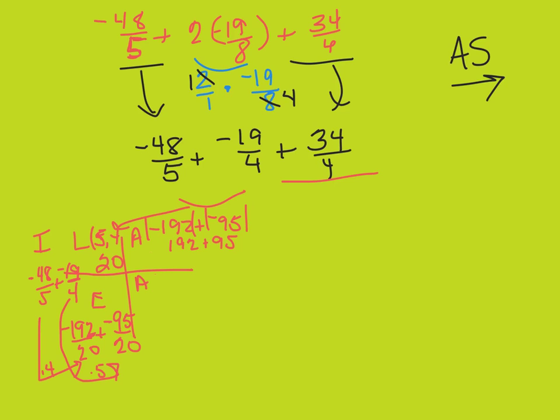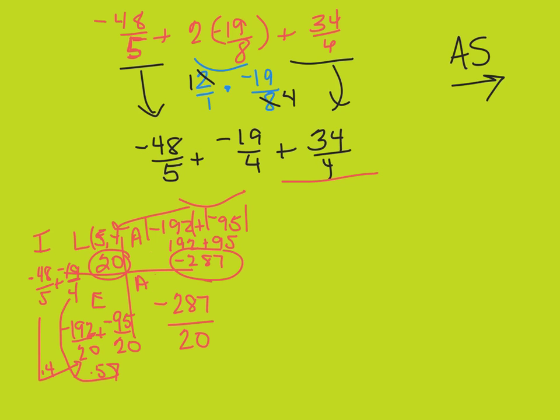Now, again, I'm going to use that same thing that I did earlier. 95 is awfully close to 100. So if I had 192 plus 100, that would be 292. But 95 is 5 less than 100, so it's 5 less than that 292, meaning it would be 287. They are both negative, so my answer is also negative. I now have my numerator and my denominator, so I've got negative 287 over 20.